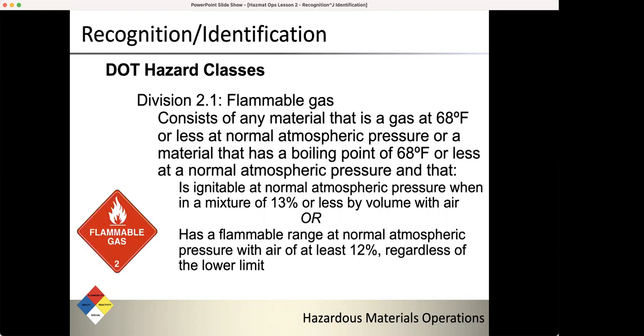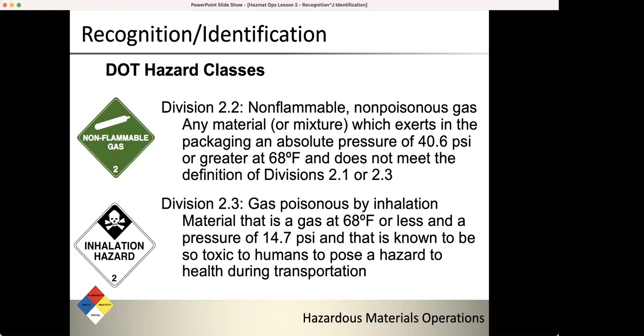There are divisions as well. There's flammable gases. Anything that's flammable is going to have a red background and then a flaming symbol as well. Non-flammable gases are going to have a green background. Non-flammable, non-poisonous gases are green backgrounds. That would be oxygen.